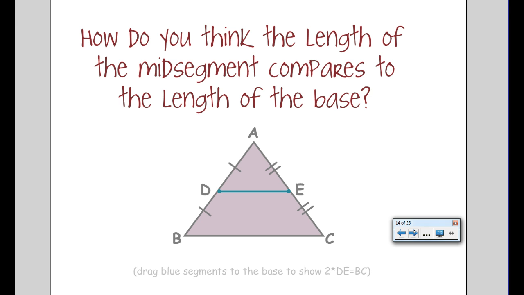Opposite of half. 4. Opposite of half. Opposite of 1/2. Oh. 2. Double. Double and half are opposites.